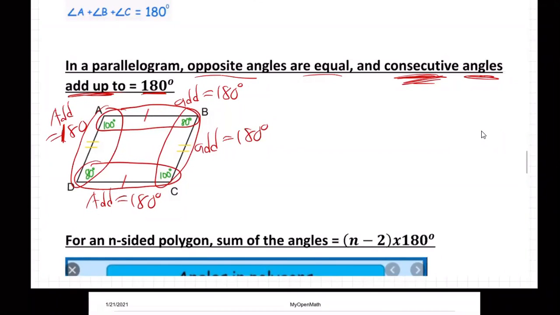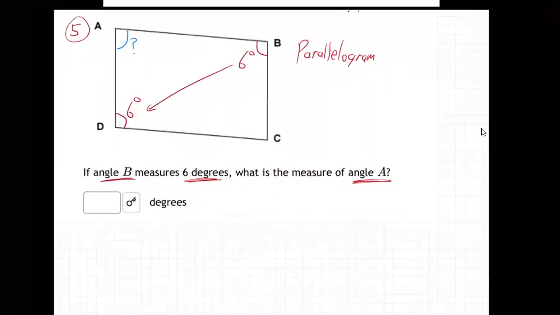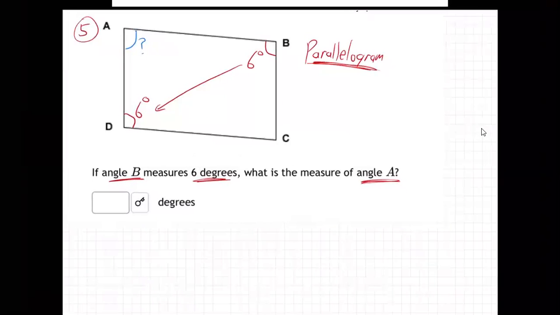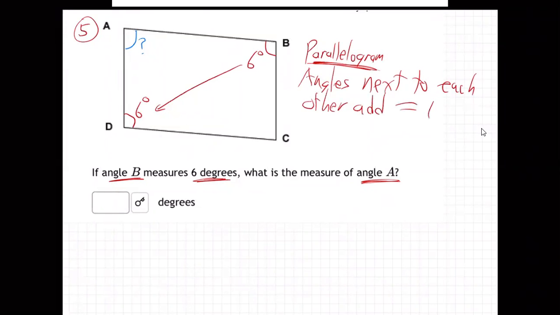Now, I want you to feel that, not just, okay, I see it, Mr. Heron, it's written on the paper. Well, actually, let's go back and do the problem first off. So that means in a parallelogram, angles next to each other add to equal 180. Okay, so that means that this angle and this angle, these two, which are next to each other, add to equal 180, don't they? Because A and B are next to each other. They're consecutive is the word.